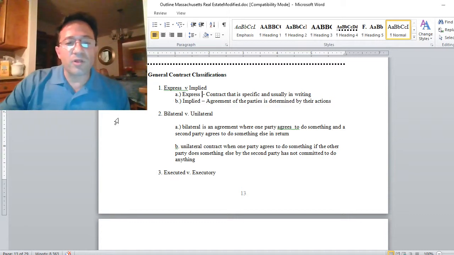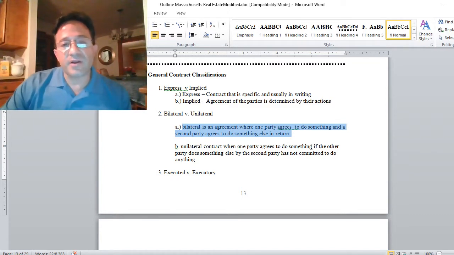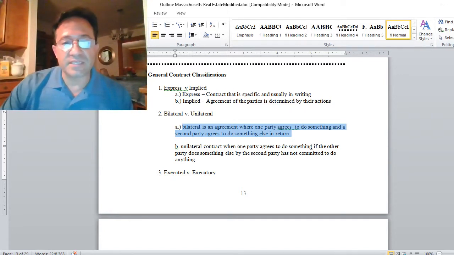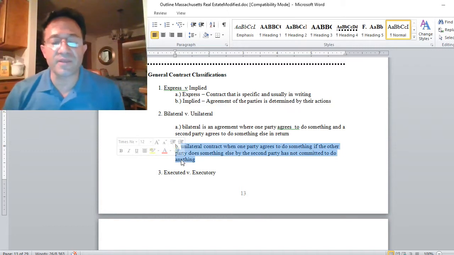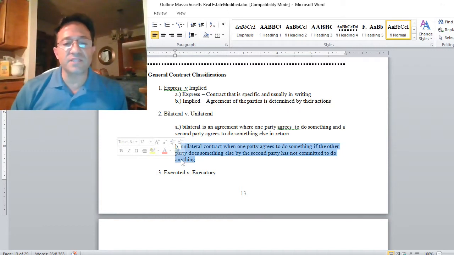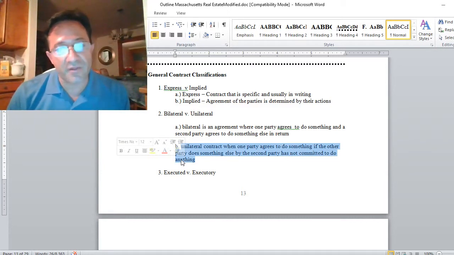The bilateral agreement is where one party agrees to do something and the other party, the second party, agrees to do something in return. So there's more or less a meeting of the minds, right? That's what they say in short, is a meeting of the minds. It's bilateral. As opposed to a unilateral contract where one party agrees to do something if the other party does something else. But the second party doesn't have to do that other event.